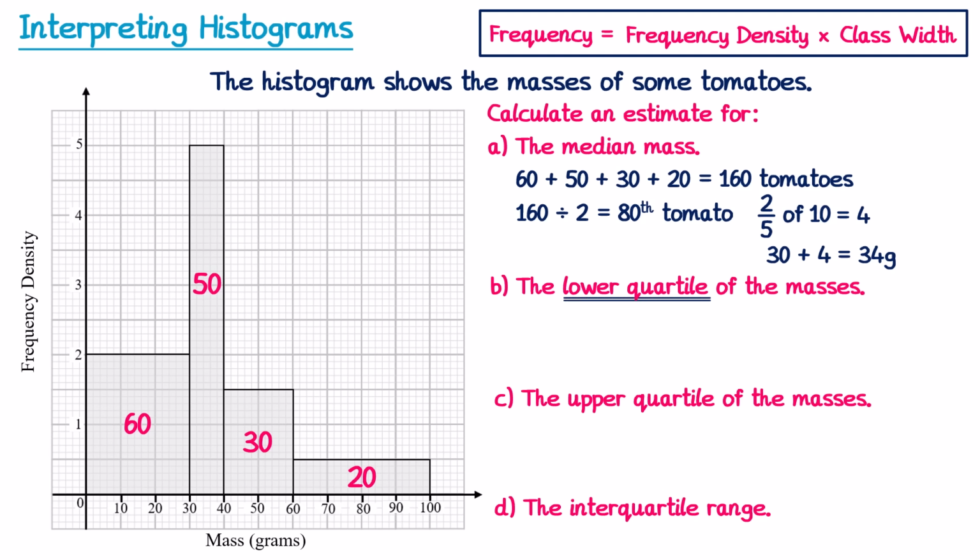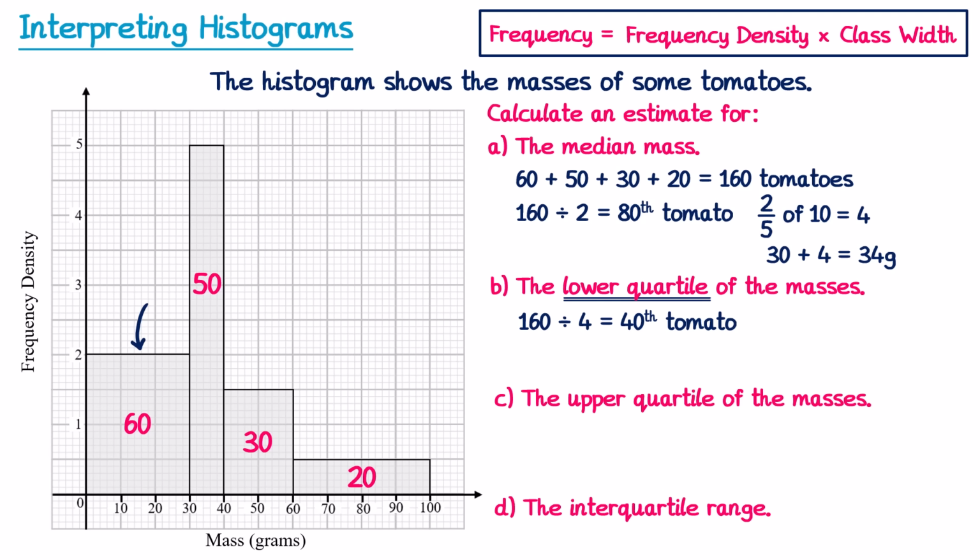For the lower quartile, rather than dividing 160 by 2, we want to go a quarter of the way through the data, so we divide it by 4 instead. If you do 160 divided by 4, we get the 40th tomato. So we're going to look again from the left-hand side and count along until we hit the 40th tomato. Now looking at the bars, the first bar has 60 tomatoes in it, so the 40th one is definitely going to be in this bar.